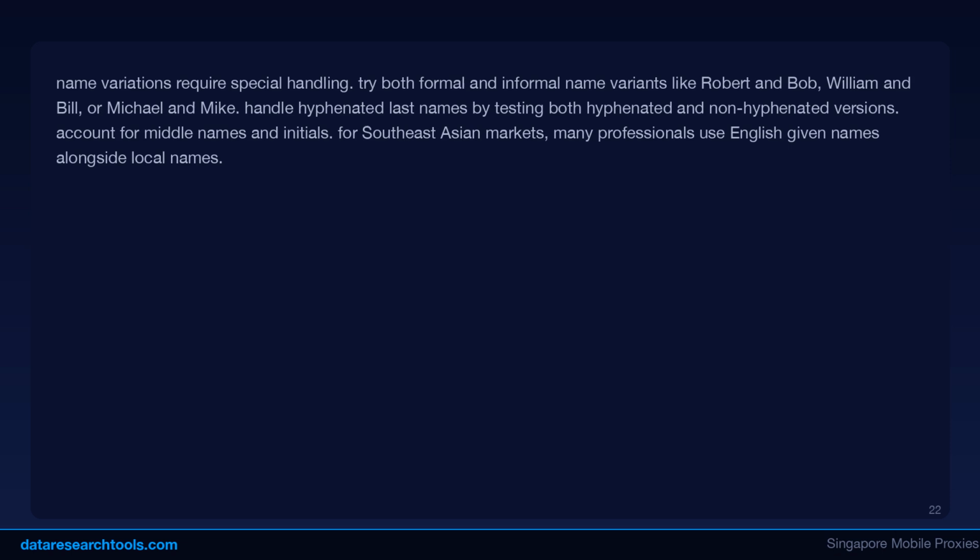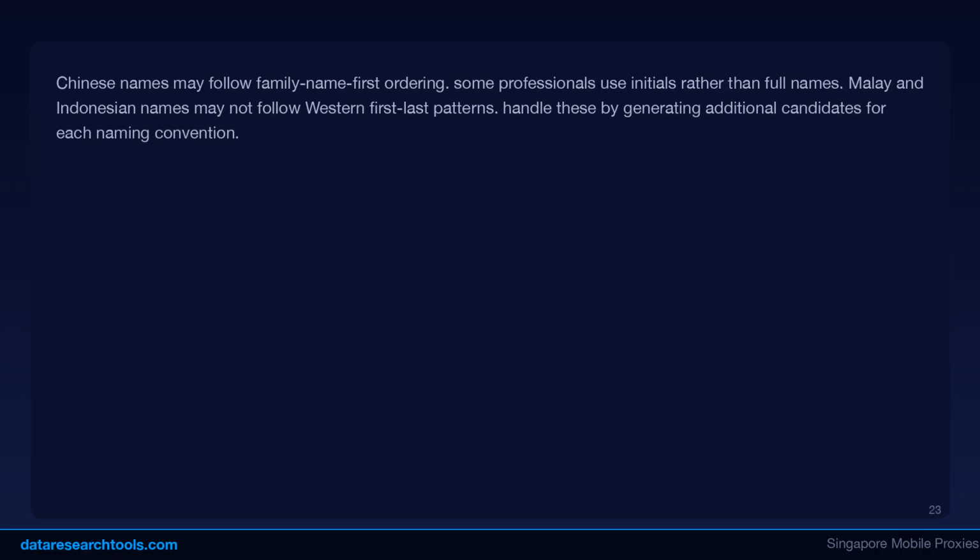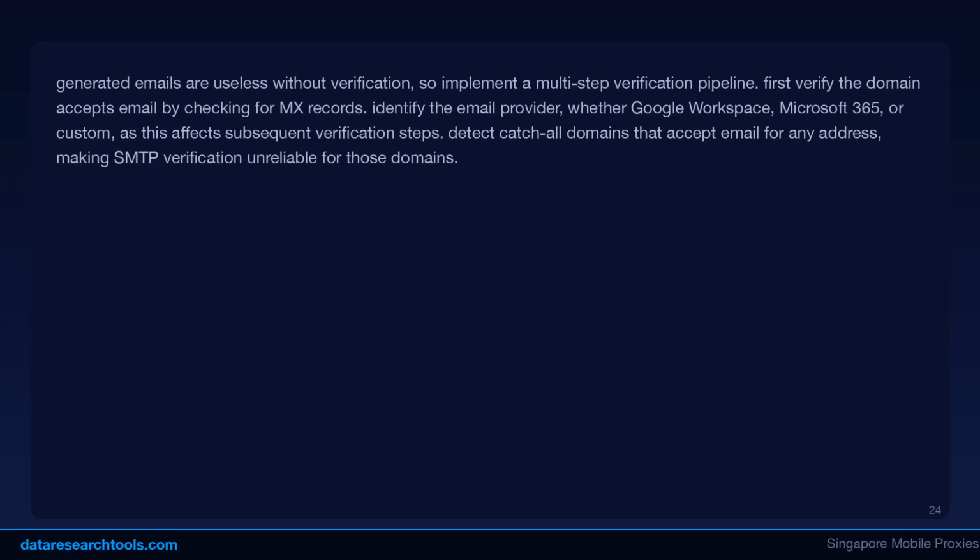FROM, and RCPT TO commands. A 250 response indicates the address exists. A 550 response means the address does not exist. 450 or 451 responses indicate temporary errors requiring retry. A 552 response means the mailbox exists but is full. Some servers accept all addresses as catch-all. Some graylist unknown senders, requiring retry after a delay. Rate limiting requires spaced-out verification, and using a clean sending IP is essential to avoid being blocked.